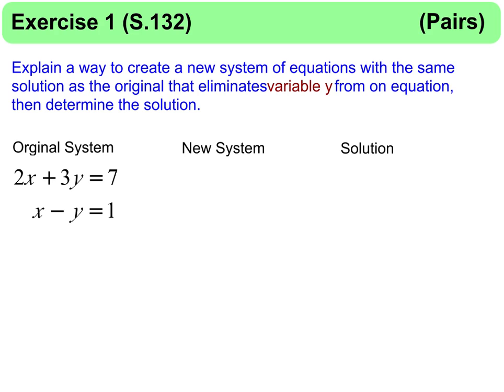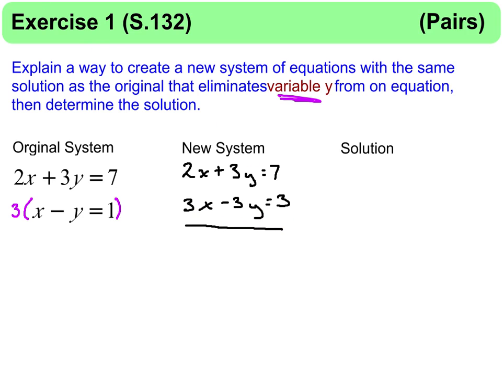In exercise 1, exercise 1 and exercise 2 is essentially the same, but what you'll notice in exercise 1, they want us to focus on eliminating the y variable as opposed to the x variable. So if I see here I have a 3y and this is a negative 1y, I want to consider multiplying this equation by 3. So what would my new system look like? I would have 2x plus 3y equals 7 here. 3 times x is 3x. 3 times negative 1y is negative 3y. And 3 times 1 is 3.